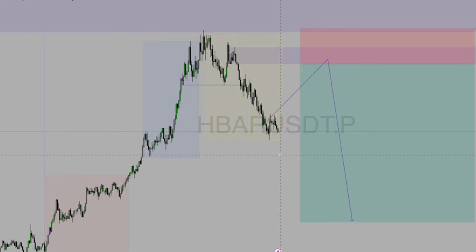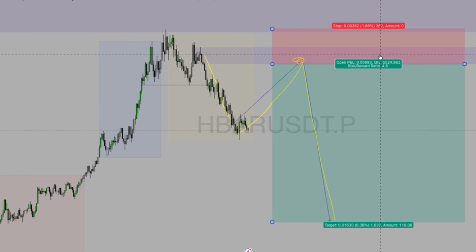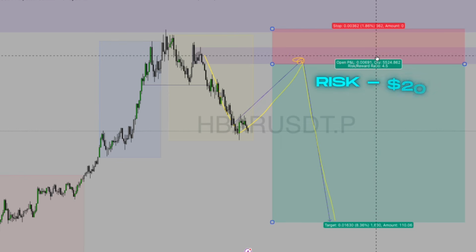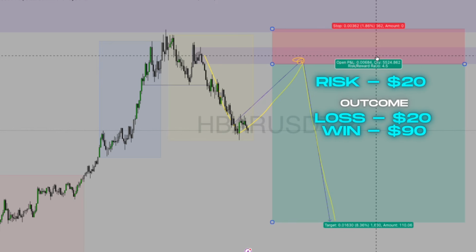So the idea is that the market has already retraced down, this way. This market is going down. We expect a retracement into this zone and we go down. And you can see here that the risk reward ratio of this trade is 4.5. So if I risk $20 in this particular trade, if I lose, I'm going to lose the $20. But if I win, I'm going to win $90. Let me show you how to take this trade right now.